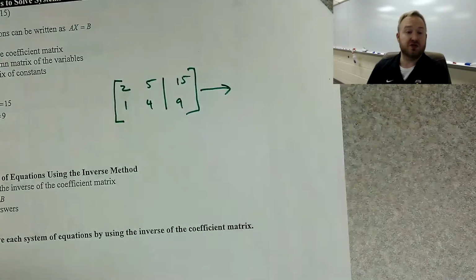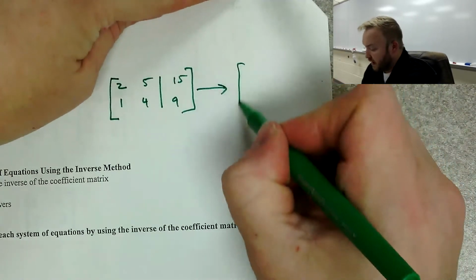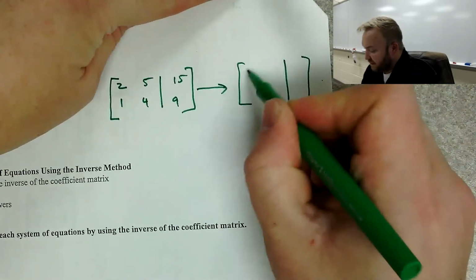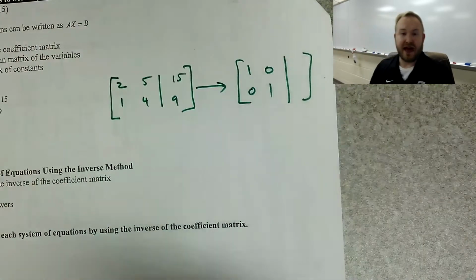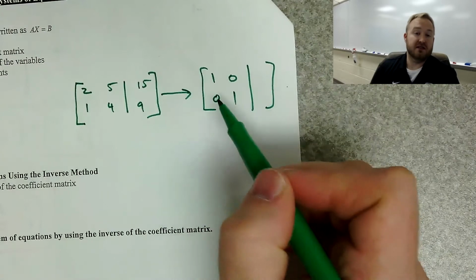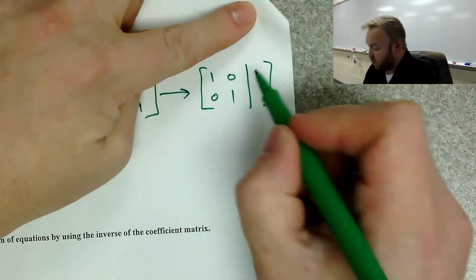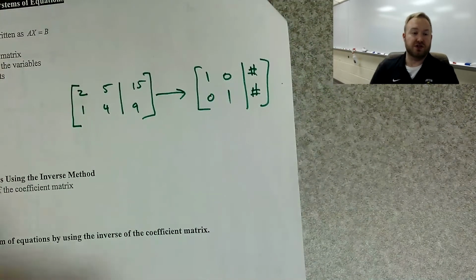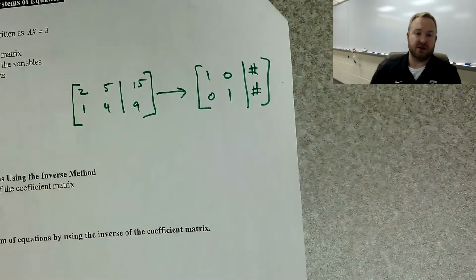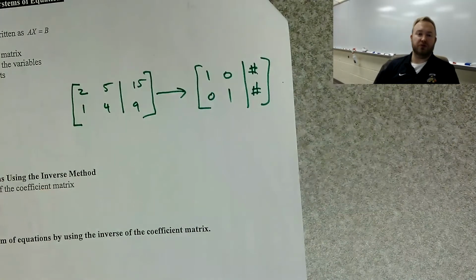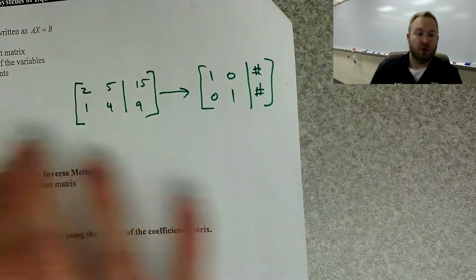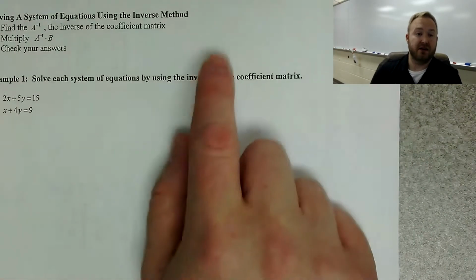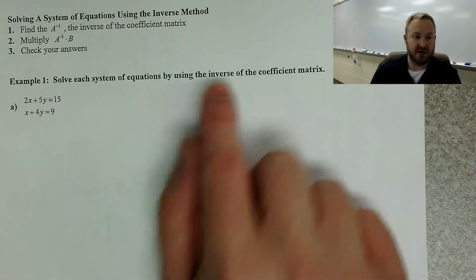And then we just used our row operations until the left side of that augmented matrix was the identity matrix. And then whatever numbers we ended up with over here, those were our solutions. So this was an augmented matrix, and we called this the Gauss-Jordan method. Well, we're going to learn a different method now that involves inverse matrices.